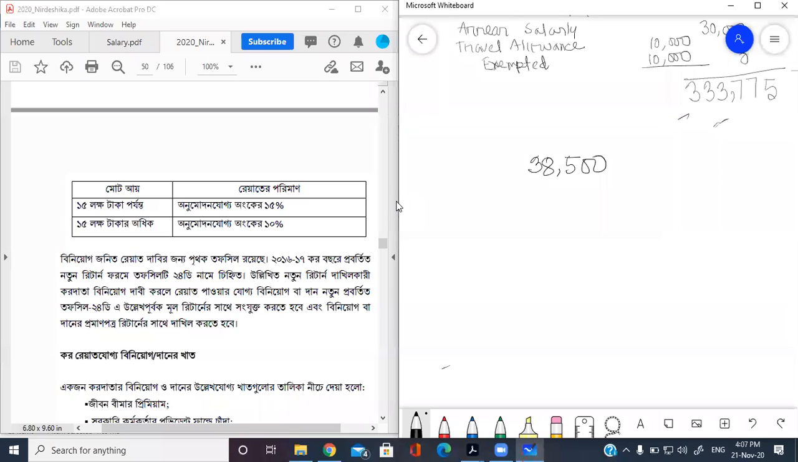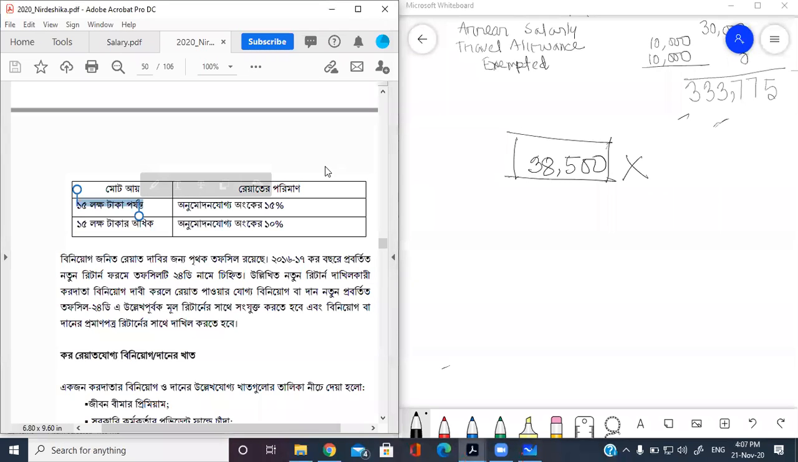So can you tell me for this 38,500, how much will be applicable? Is it covered within the first 15 lakh? Yes sir. So if I multiply 15% on this amount, I will get how much? 5,775.